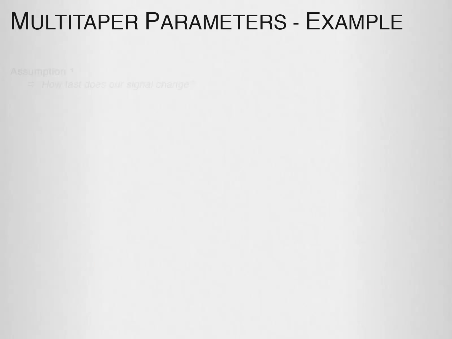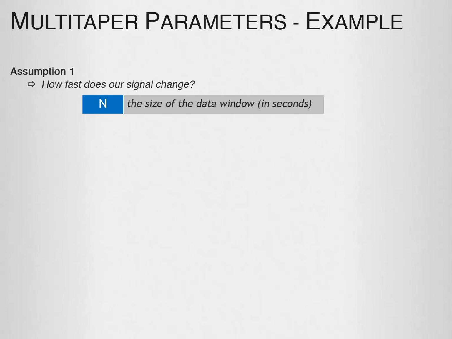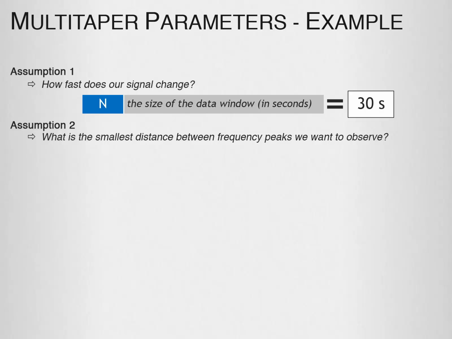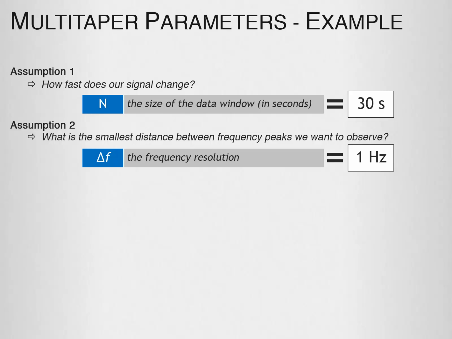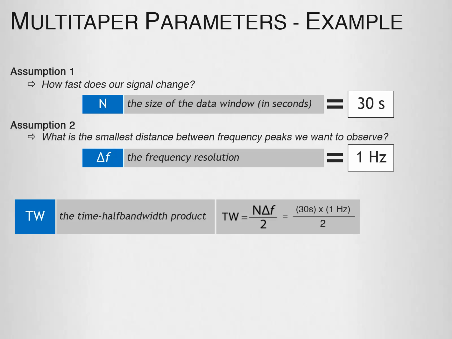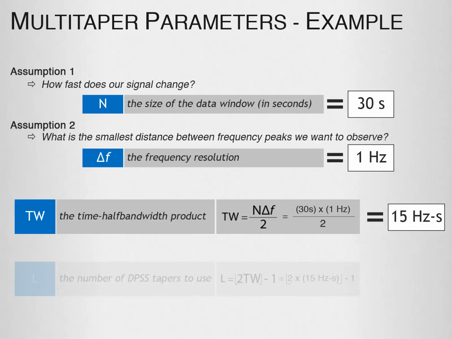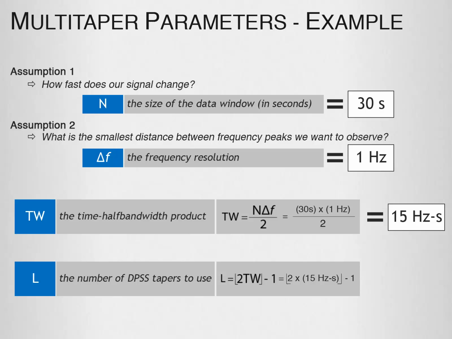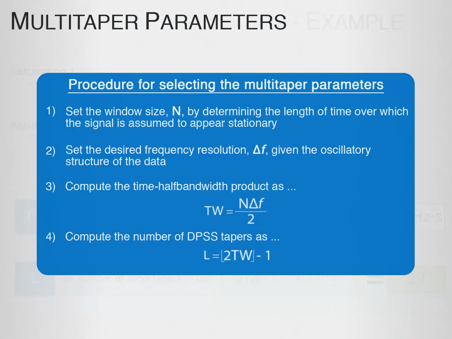Let's consider an example. Let us assume that our signal does not change faster than 30 seconds. So, this is what we set our window size as. We do not care to observe any frequencies closer together than 1 Hz, so we set our frequency resolution to 1 Hz. With these two values set, we can use them to calculate the time half bandwidth product using the equation shown. As such, our TW value is 15 Hz seconds. We plug this value into our number of DPSS tapers equation and calculate that we should use 29 tapers in our spectral estimation. Therefore, the simple procedure for selecting the multi-taper parameters is shown here.